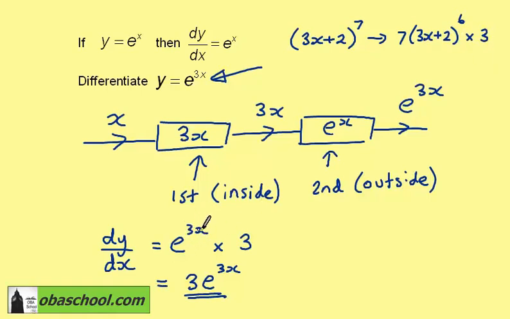E to the x is the outside function, so differentiating, treating 3x as if it's just x, gives us the e to the 3x. This is because when we differentiate e to the x, we just get e to the x. So in differentiating e to the 3x, e to the 3x must be part of the answer. We then have to multiply by the differential of 3x, which is 3.